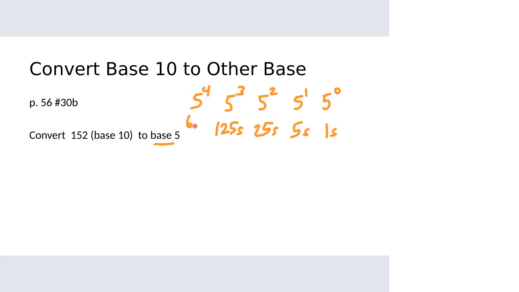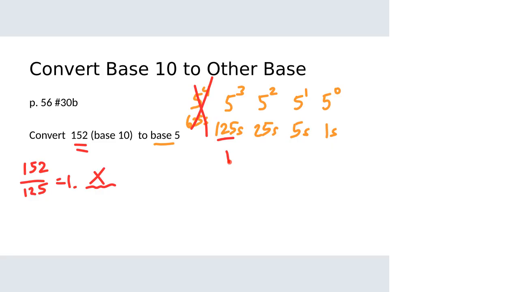That would be 625s. I'm definitely not going to need any 625s to write this number. So I don't need any of those. But I might need 125s, 25s, 5s, and 1s. So we'll start out by seeing how many 125s I need to write this number. We'll do 152 divided by 125, and I get 1 point something. Now, I don't care about the something, I care about the 1. That means when I write 152 as a base 5 number, I'm going to need one of these 125s.